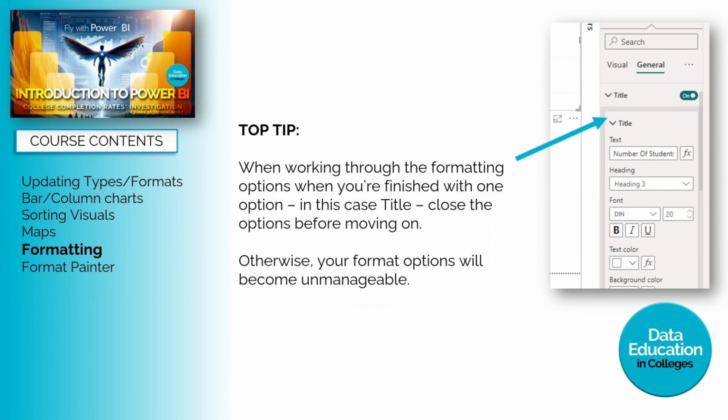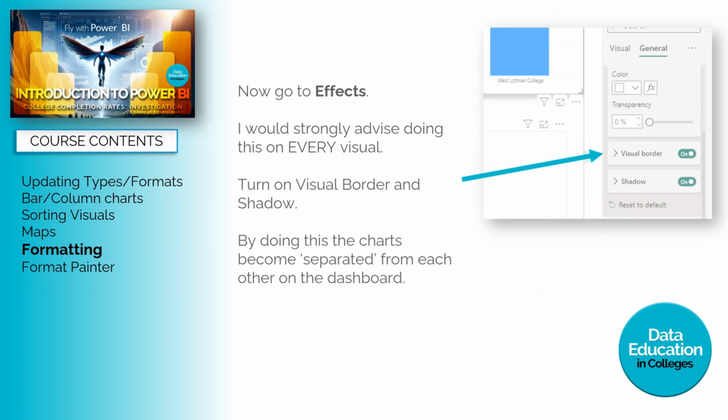When working through the formatting options, as it says, please close them down. Now, while you're within there, what I did, I updated the font size and colour and background. You pick what you like within there. Effects, please do this on everything. Turn on the border and the shadow. It just separates everything from each other.